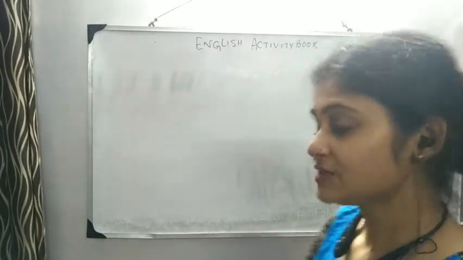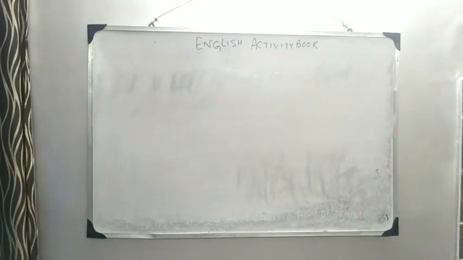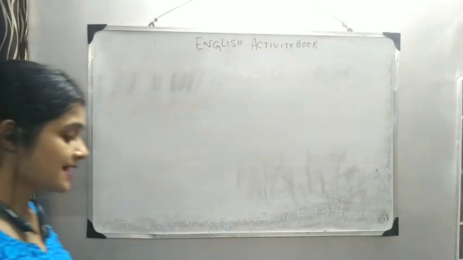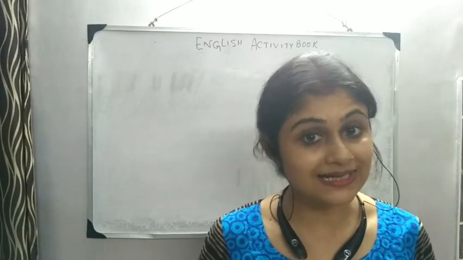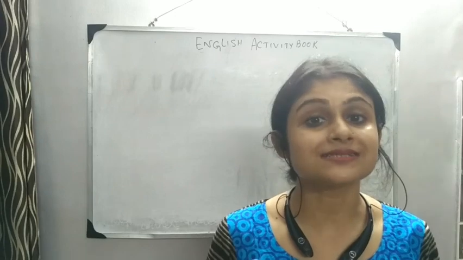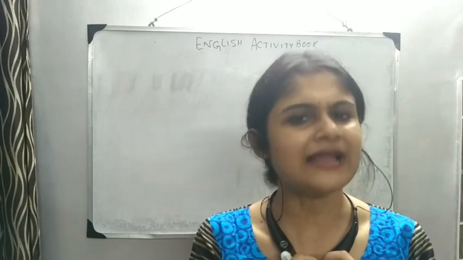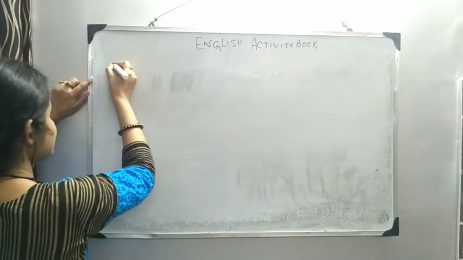So let's start. Today I will be giving you an activity: circle the first letter of the name of each picture. That means I am going to draw some pictures and with that I will be giving you some letters. So you have to circle the correct letter, and I know you can do it pretty well. Let's start. Okay, question number one.